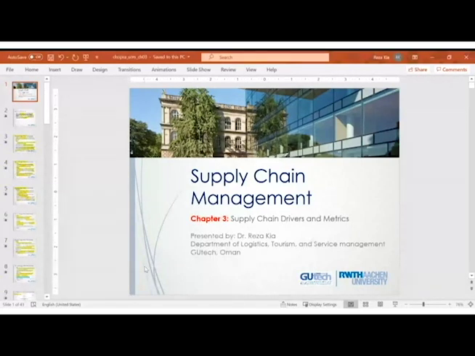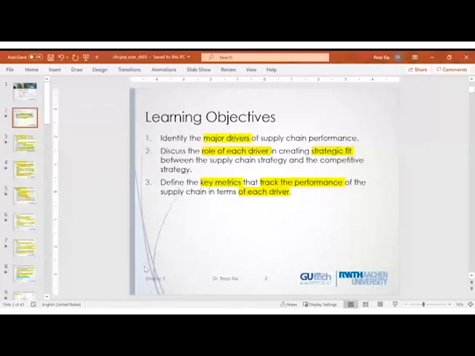Okay, chapter 3, supply chain drivers and metrics. In this chapter, we are going to identify the major drivers in a supply chain. There are 6 drivers. We are going to study each one, and then we will discuss the role of each driver, how we can use those drivers to get a strategic fit. And then we will define some key metrics that will track the performance of each driver.